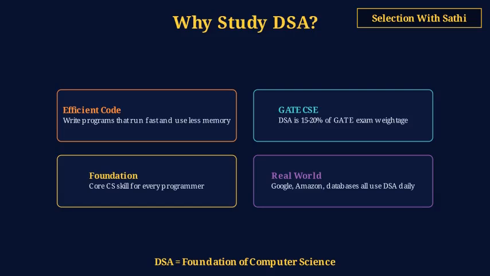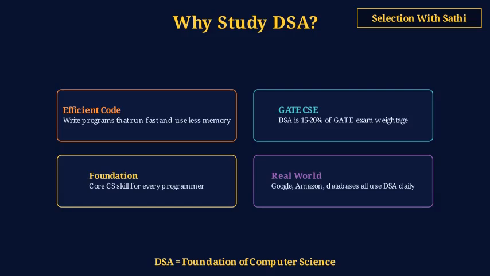And in coding interviews, every single round tests your DSA knowledge. Third, DSA is the foundation for every other subject in computer science. Operating systems use trees and queues for scheduling. Databases use B-trees for indexing. Compilers use stacks for expression evaluation. Networks use graphs for routing. Fourth, every real-world system you use is built on DSA.